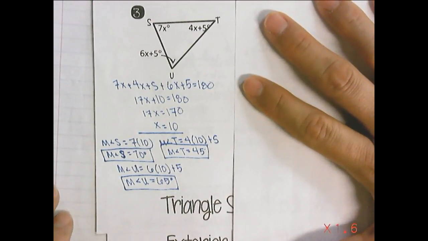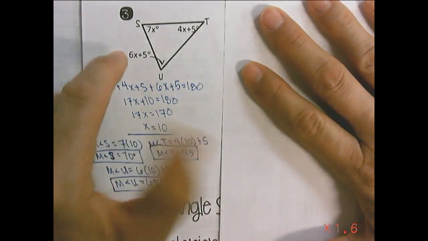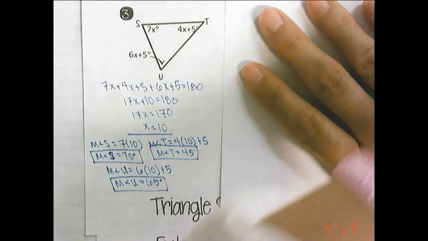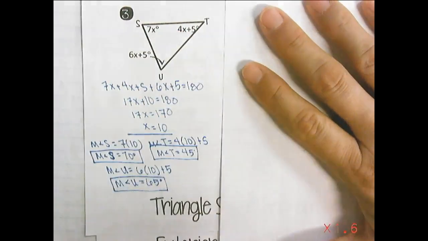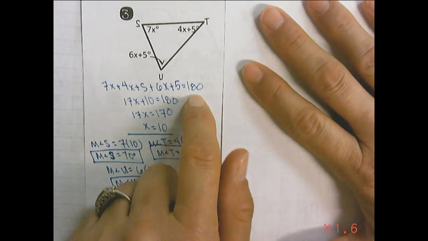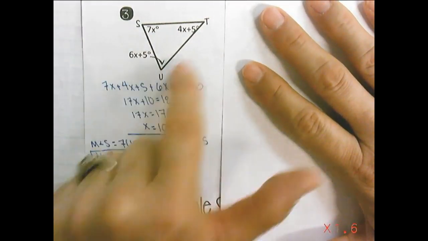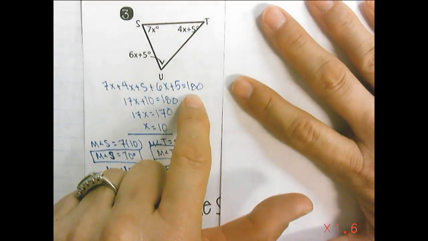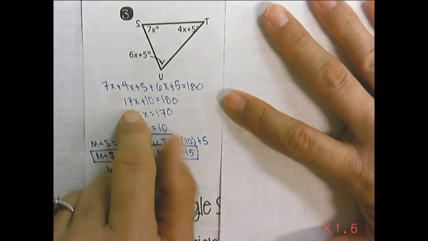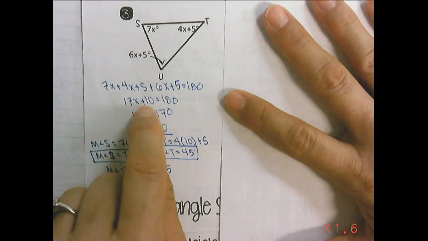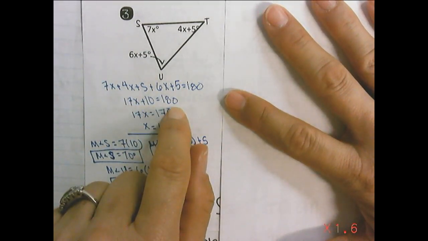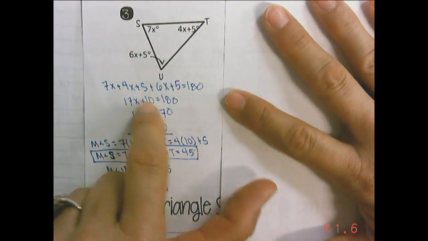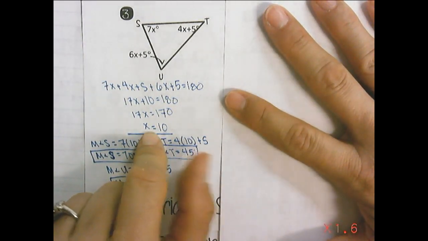Okay, so number three. We have three angles, and this time, instead of numbers, they're three different expressions. The thing about it is, no matter what angles they are, we know that they're always going to add up to 180. So I'm going to take 7x plus 4x plus 5 plus 6x plus 5 and add them all together and I'll get 180. I end up with 17x when I combine like terms, plus 10 equals 180. 17x equals 170 is what I get after I subtract 10 from both sides, and then I divide and get x equals 10.